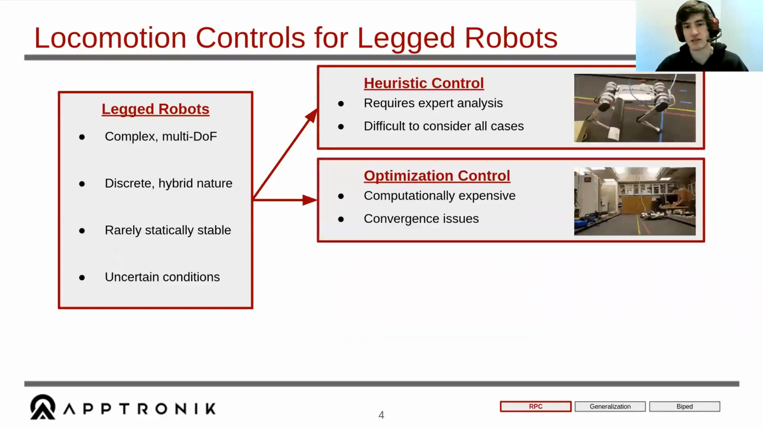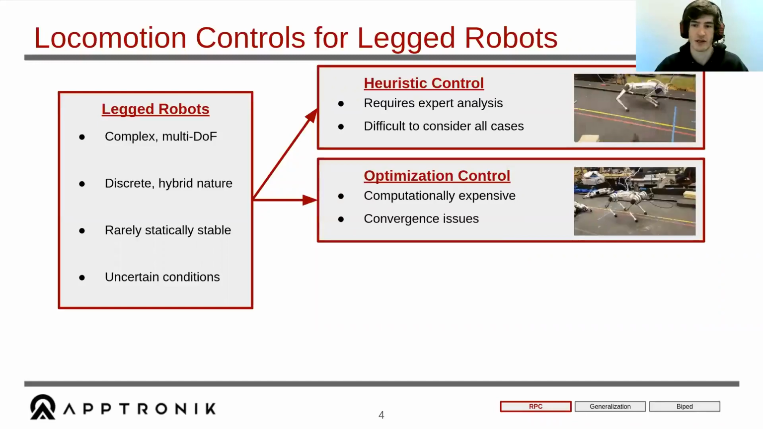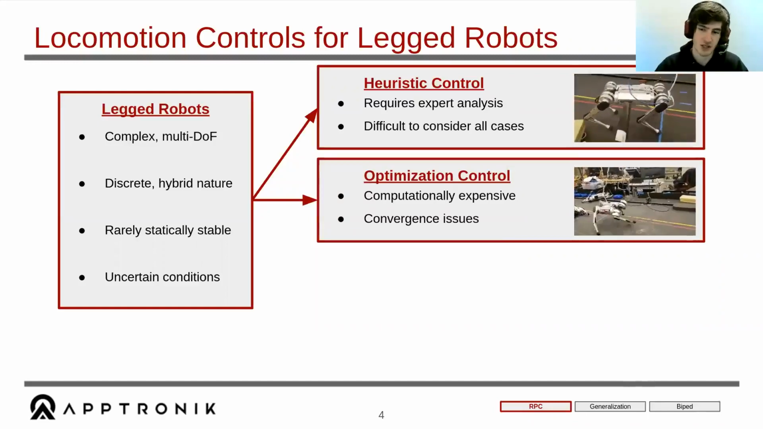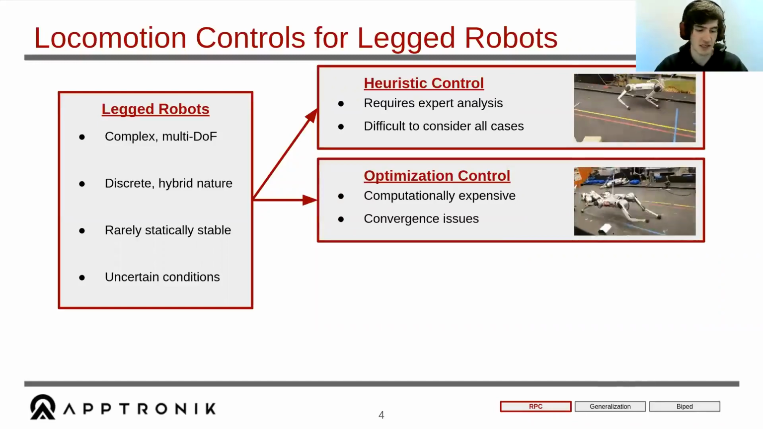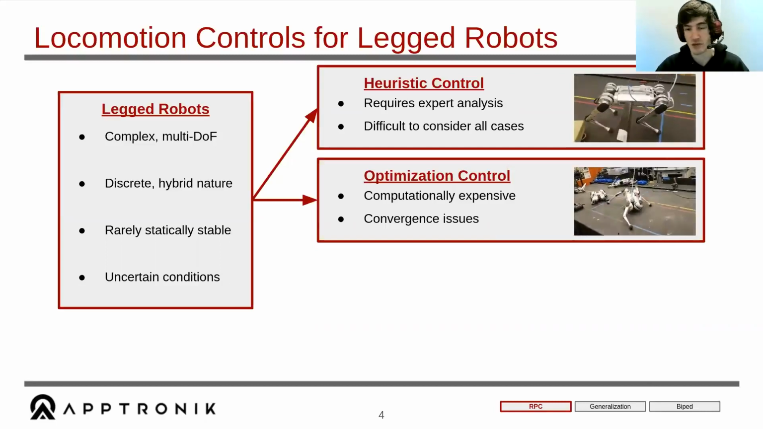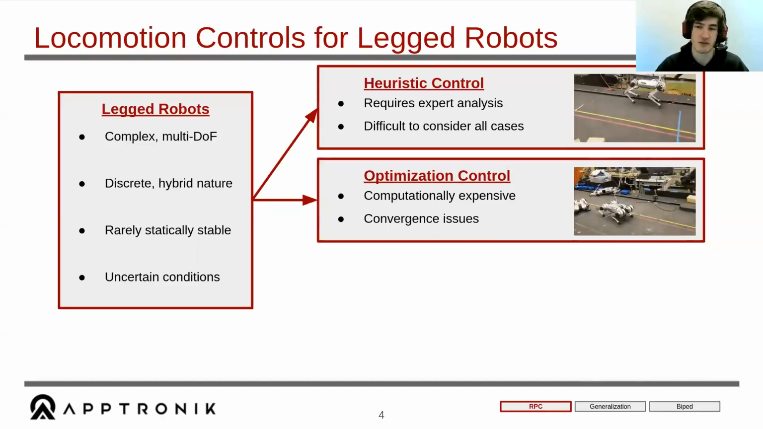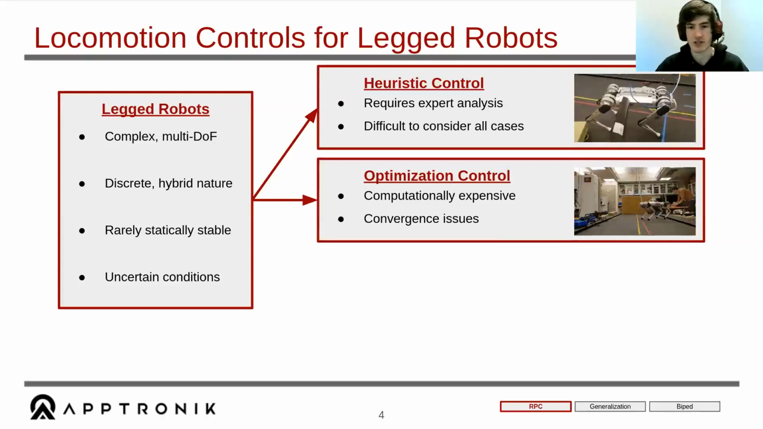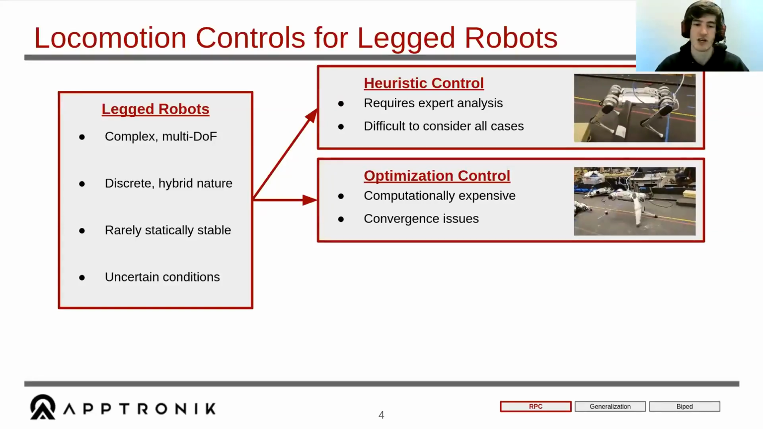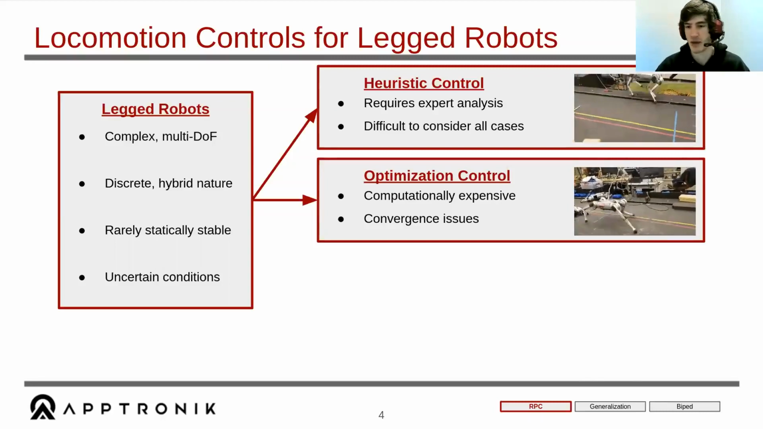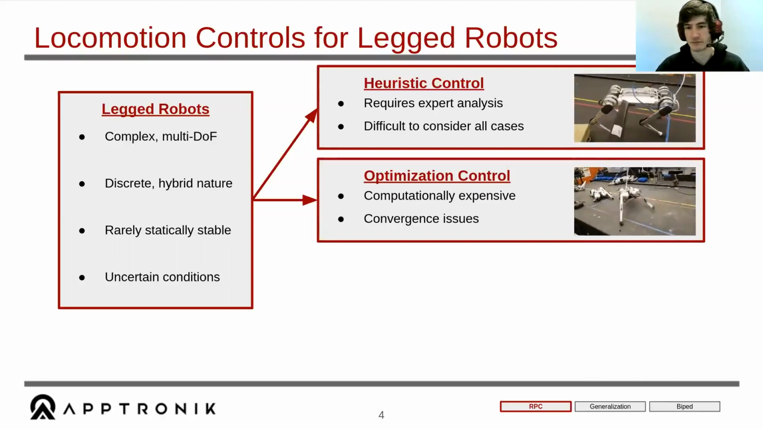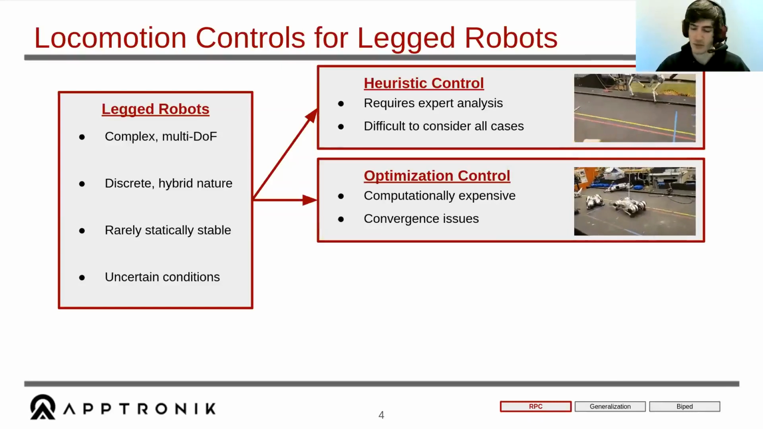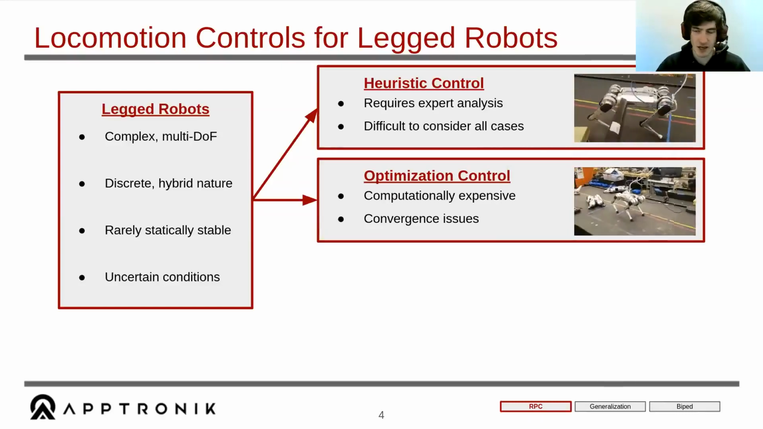Then the next mode that I like to think of is optimization control. And this has its set of problems too. It can be very computationally expensive, or you can have convergence issues. Sometimes you might have to simplify the model too much, or you may not be able to run it in real time online.